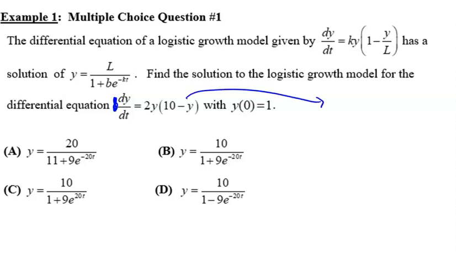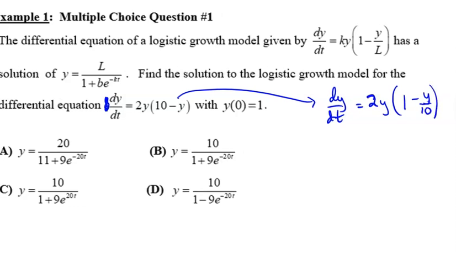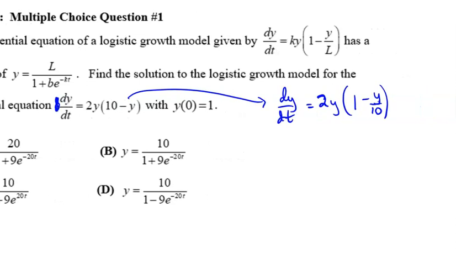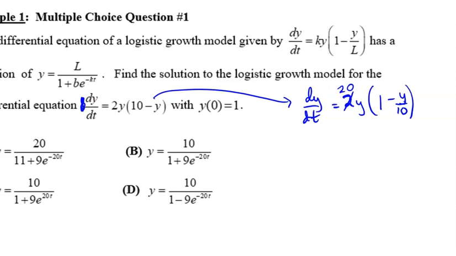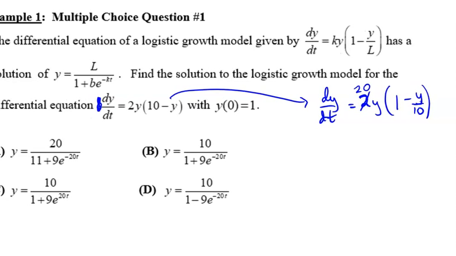So I'm going to do that first, and then I'll deal with my initial condition. So dy over dt is going to be 2y, and then I'm going to write this as 1 minus y over 10. But here's the thing, if we divided by 10 right there, we really need to factor that 10 to the outside. So I'm going to change this to be a 20. All right, so there's my differential equation. And then we can also use our initial, not yet.